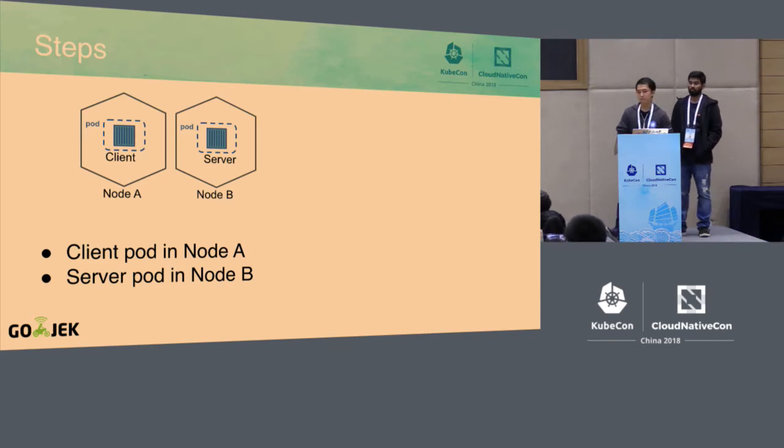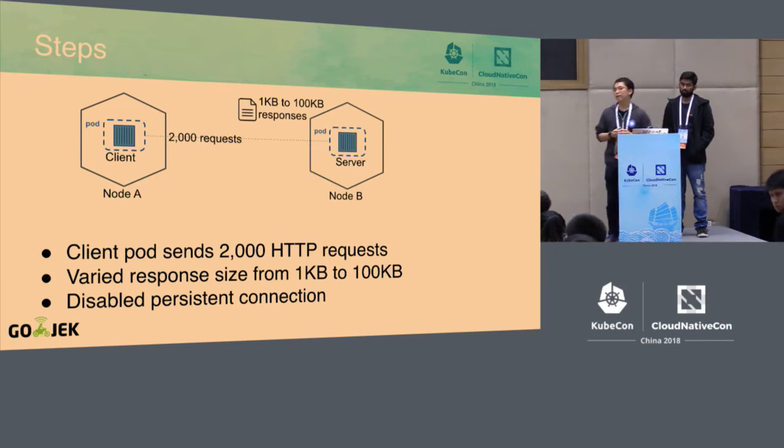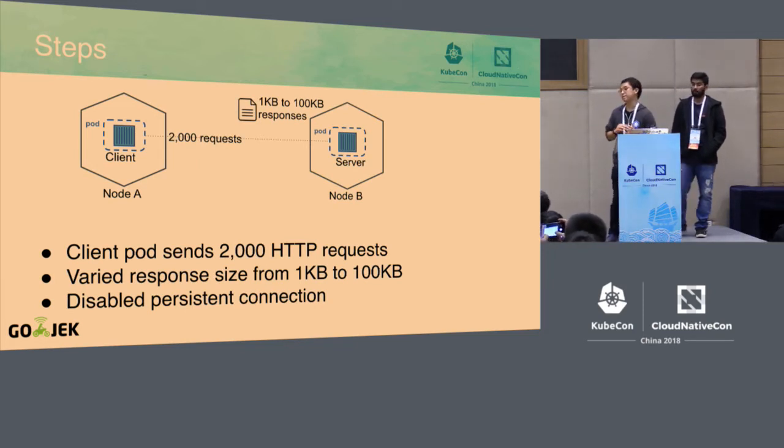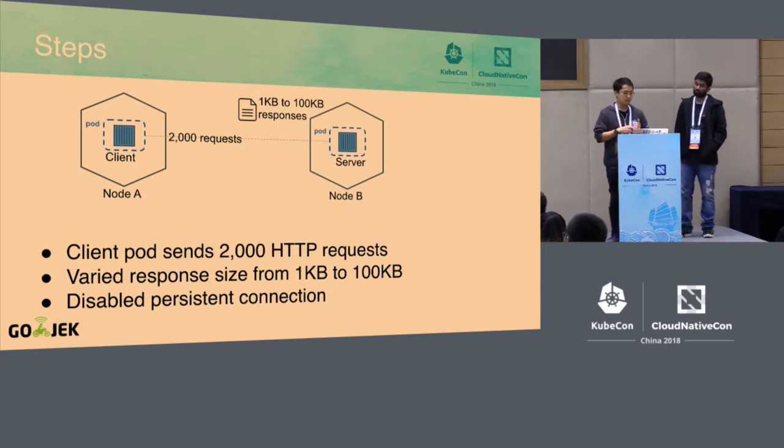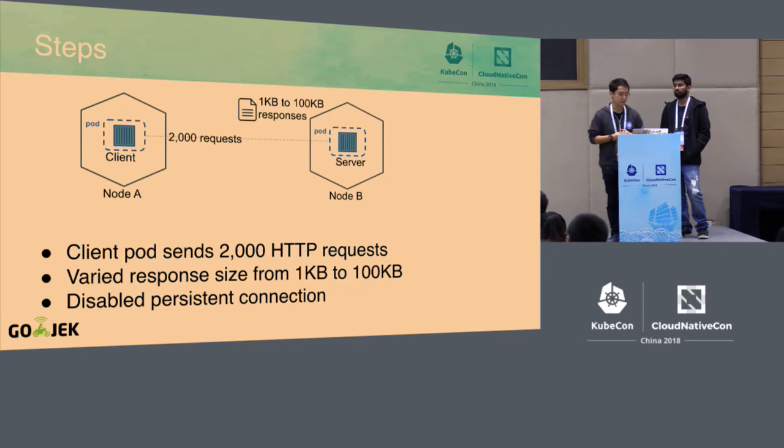So we are borrowing a tool from our friends in Pani Network. We run the tool with the client pod in node A and the server pod in node B. We then configured the client pod to send a fixed rate of 2000 requests per second, a rate that we ensure does not saturate the network as well as the CPU. And then on the server, we configured various response sizes from 1 kilobyte to 100 kilobytes. And then we make sure each request is performed in a new TCP connection by disabling the persistent connection. In case you are using Nginx, this could be achieved by disabling the keep alive configuration, for example.